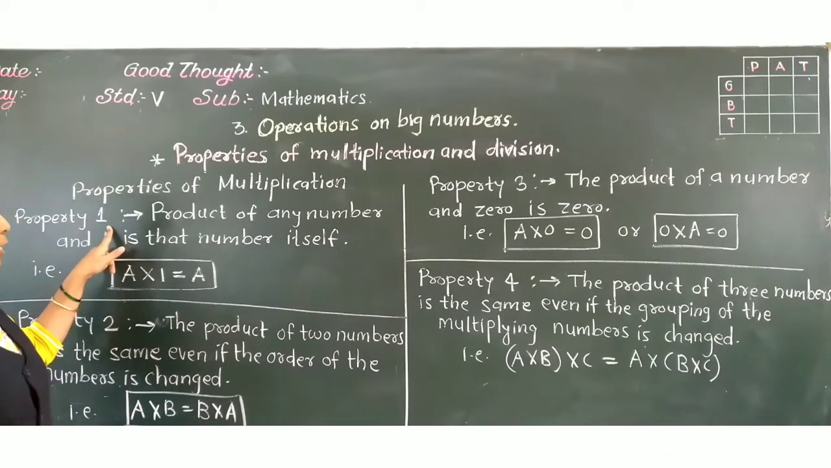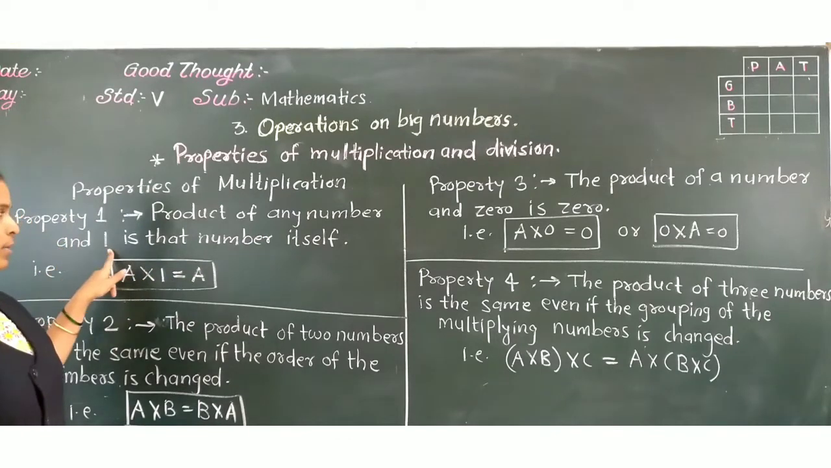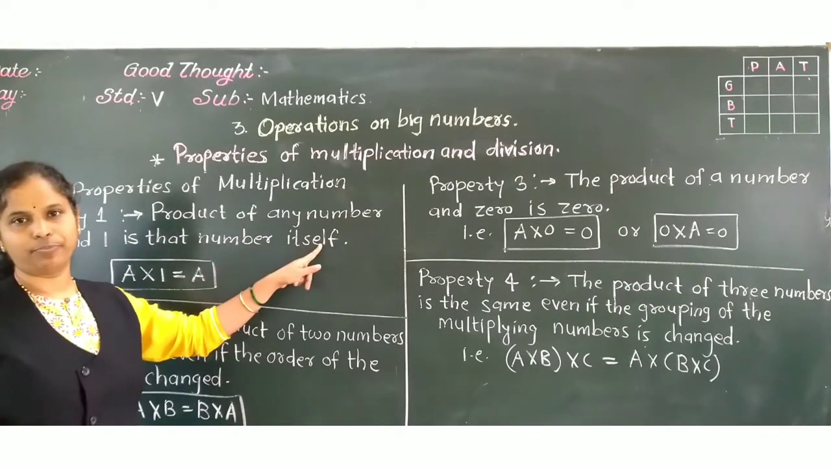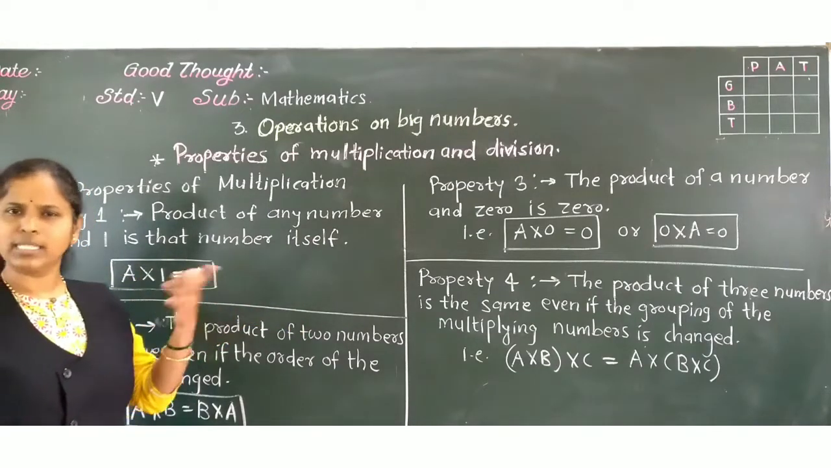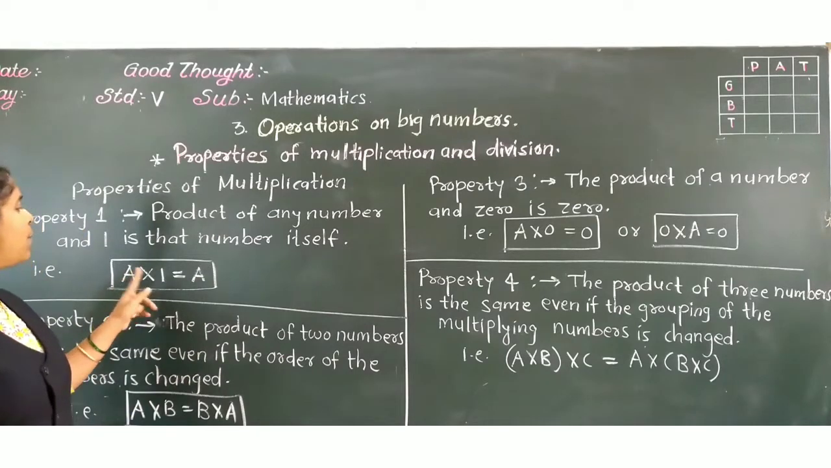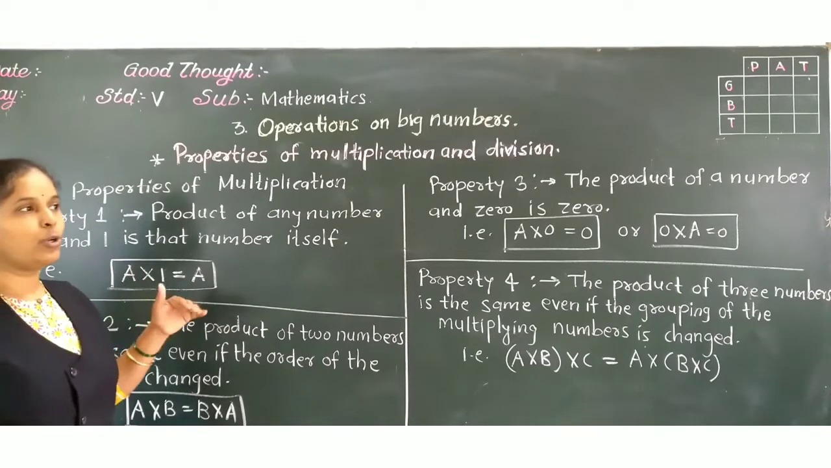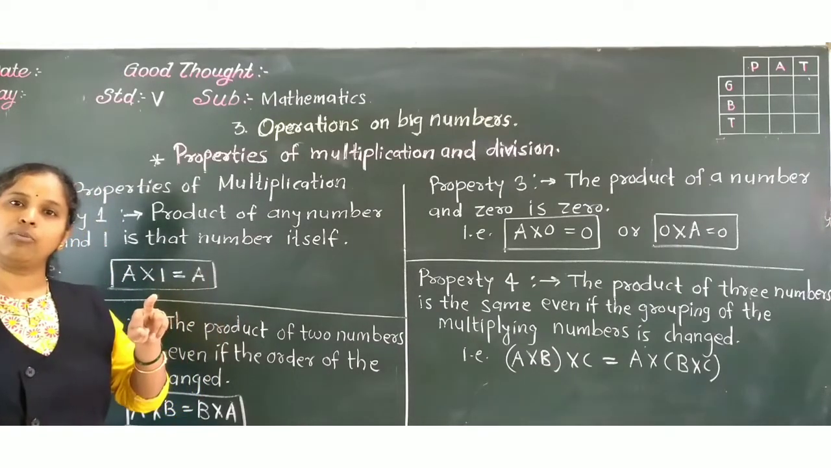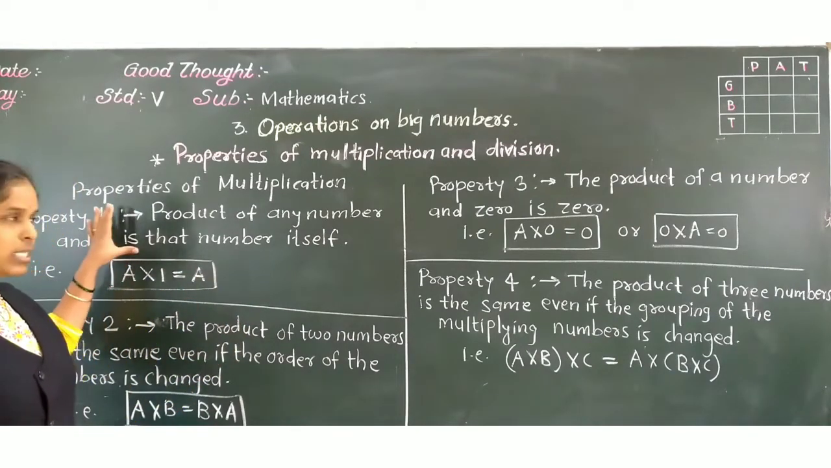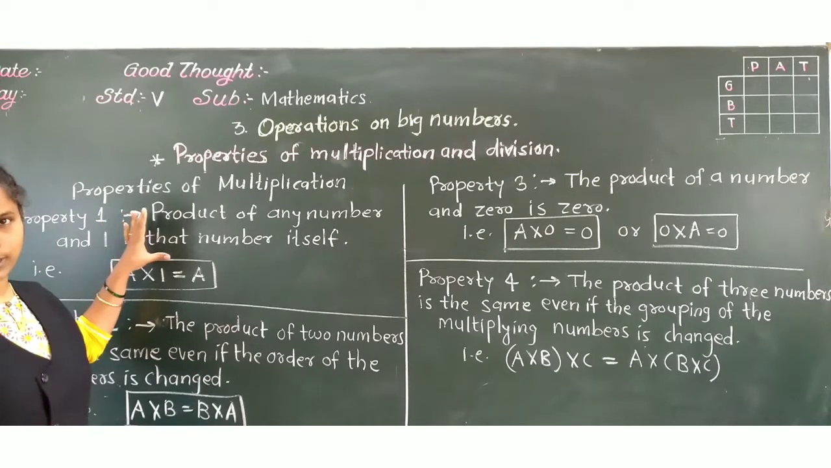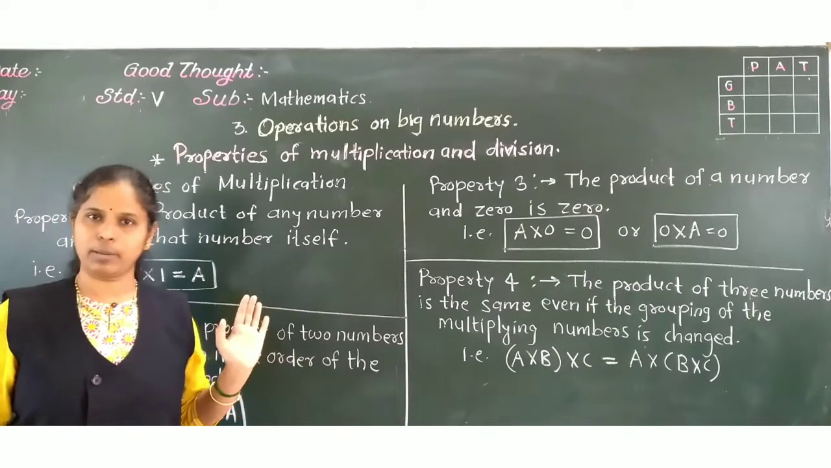The first property of multiplication is that the product of any number and 1 is that number itself. For example, if A is any number, then A multiplied by 1 is equal to the number itself, that is A. Or if 2 is multiplied by 1, what answer will we get? The same number, 2 only. This is the first property of multiplication. If we multiply any number by 1, we get the same number as the answer.